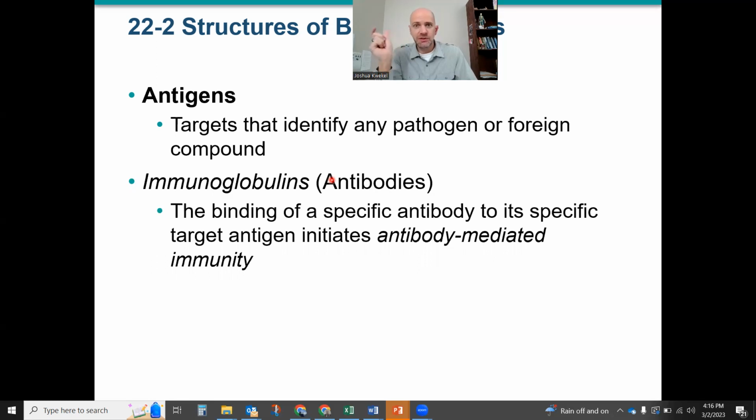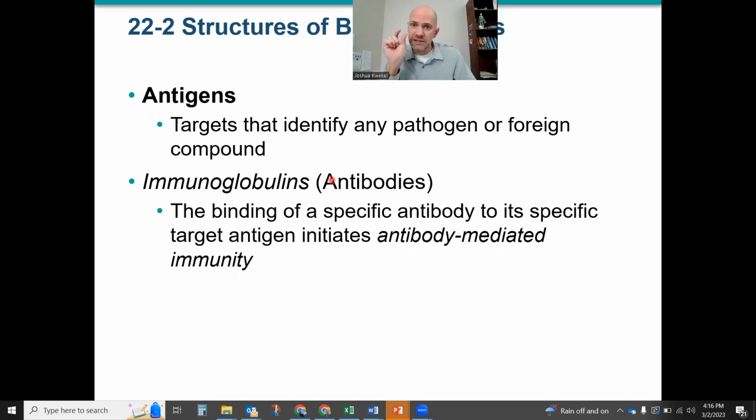It could be the cell surface marker of a bacterium, okay? LPS is an antigen, so lipopolysaccharide is this cell surface marker on lots of bacteria. It could be a protein, it could be a lipid, it could be lots of things. Antigen is a generic term for anything that your immune cells identify as foreign. That is a foreign cell, that's a foreign protein, that's a foreign chemical. All those things could be an antigen.